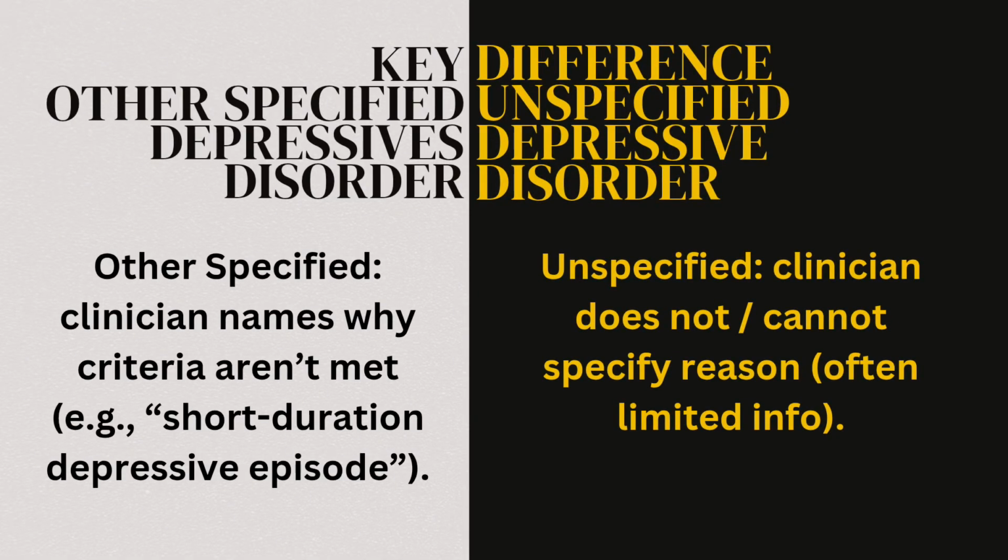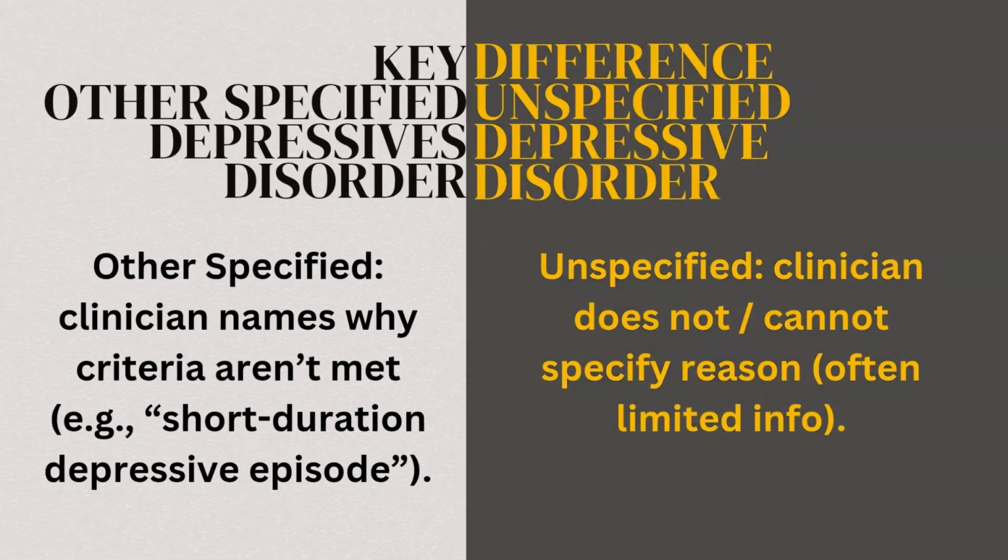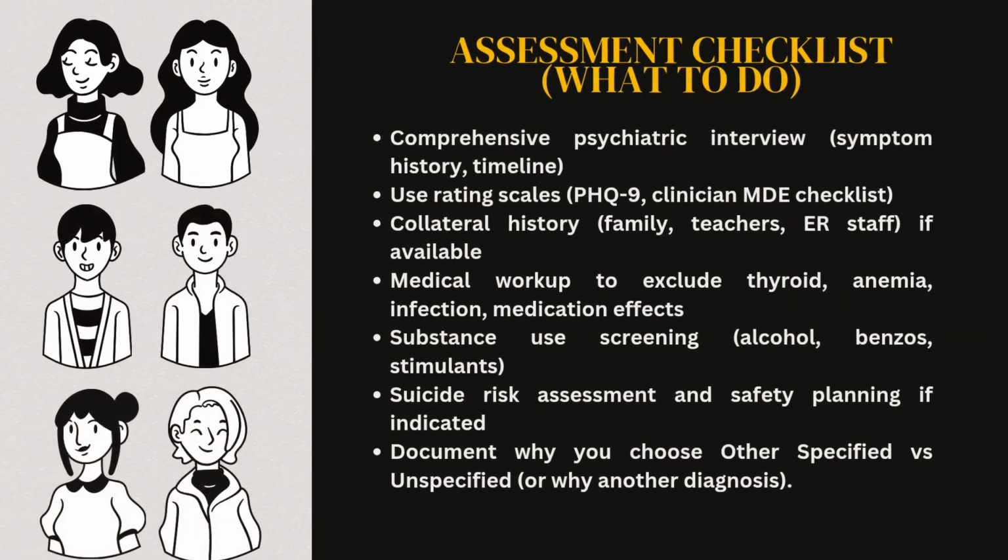The main difference between these two categories is that in OSDD, the clinician explains why the patient does not meet full criteria, while in UDD, the clinician does not give a reason, often because there is not enough information. So the difference depends on the level of clinical detail available. Both are valid and serve the same purpose, and that is to ensure patients are not left undiagnosed. And now let's talk about assessment.